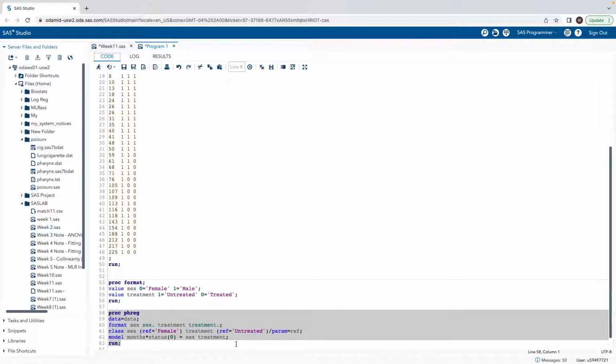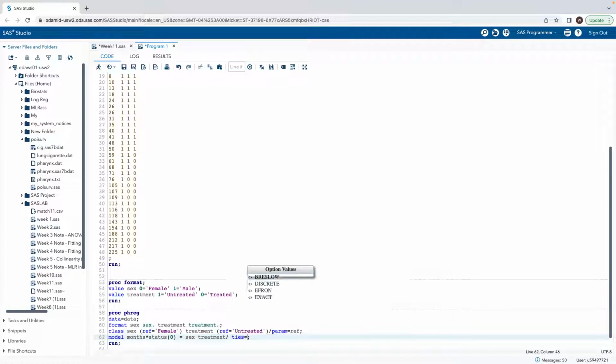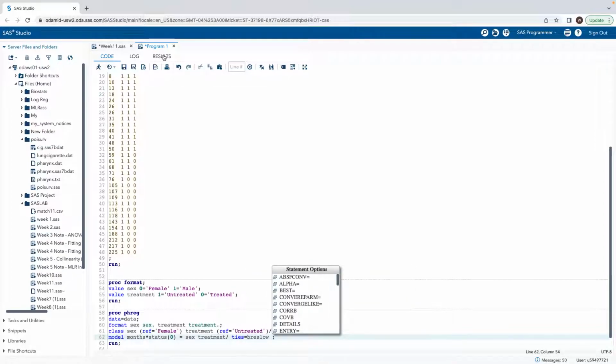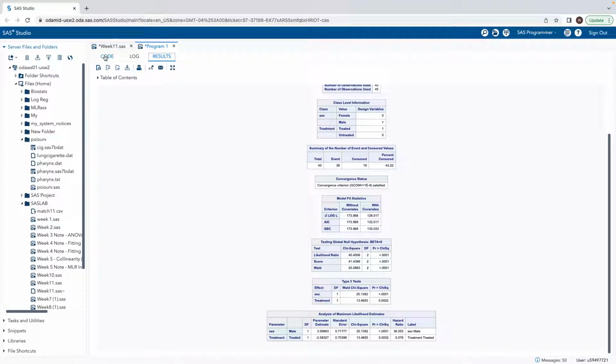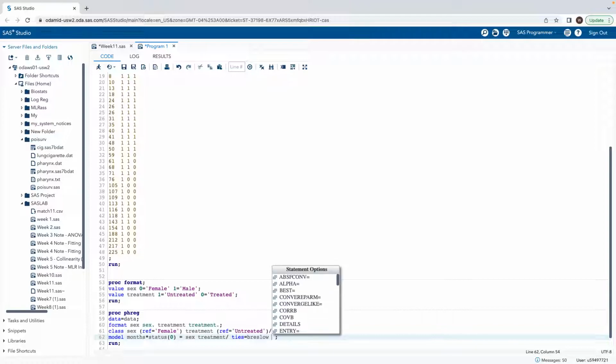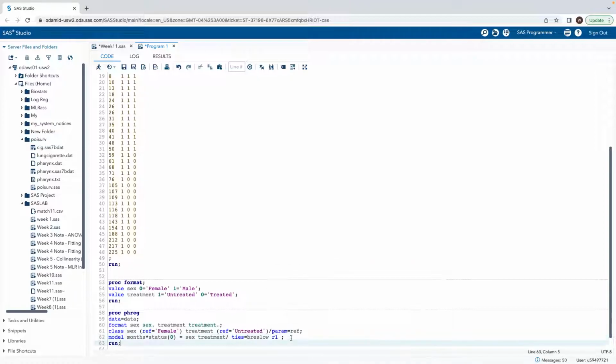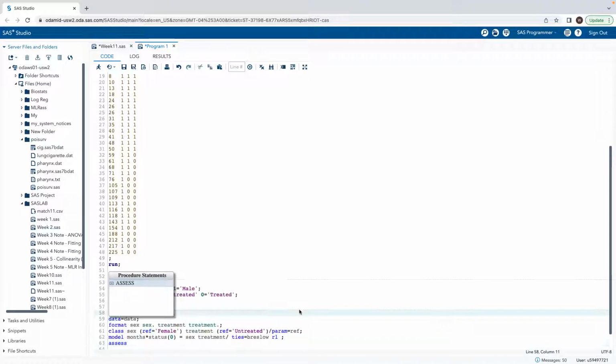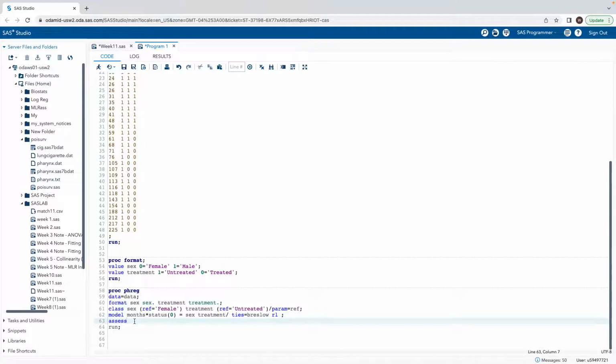Some other things I just wanted to show you. I think by default the way it handles ties is the Breslow method, but you can ask for other ones. Also, it doesn't give confidence intervals by default, so you can put RL in to get confidence intervals. And one last thing, one of the major assumptions for Cox proportional hazard is the proportional hazard assumption. So you can ask SAS to run a test to test if that holds.